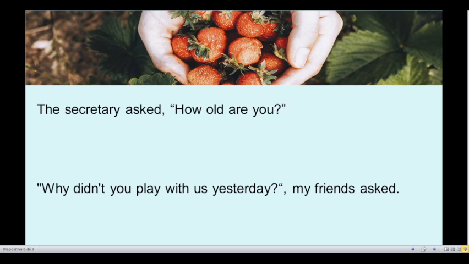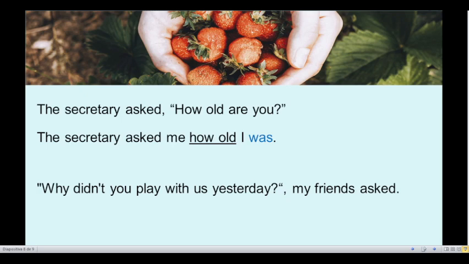The secretary asked, how old are you? Okay, this question could be a little bit tricky. This question is in simple present, so we have to change it to simple past. And our question words are how old. So what would it be, the reported speech of that question? Okay, time's up. The secretary asked me how old I was. Very good. Let's read it again. The secretary asked me how old I was. Yeah, very good. And the last one.